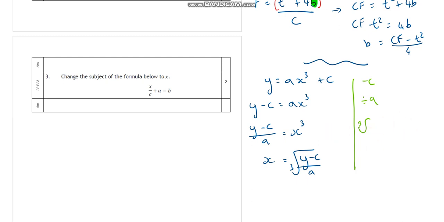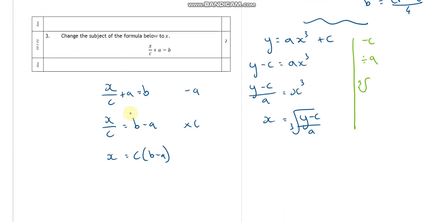I'll maybe very quickly just try and do this. So x divided by c plus a is equal to b. So get rid of your a. So x divided by c equals b take away a. So I'm taking away a. And then I want to do times by c to get x on its own. So it'll be c times (b take away a). Yeah, I hope we all can.